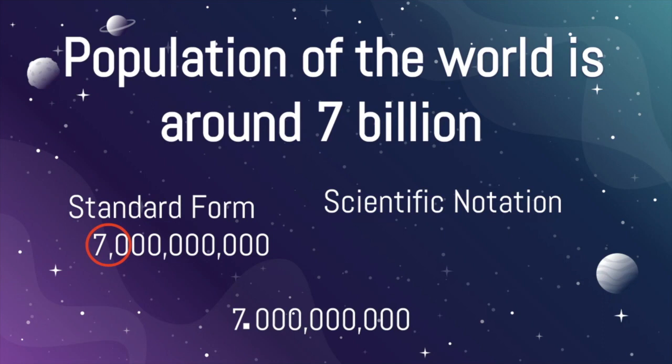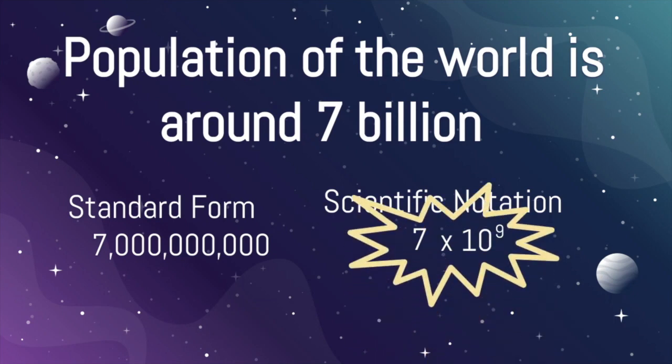7.000000000. Well, we don't have to write all of that for the coefficient. We just write the number between 1 and 10, which is 7. Then we've got the base, times 10. That's easy. Now we count the number of places to the right of the decimal. So let's count: 1, 2, 3, 4, 5, 6, 7, 8, 9. So our exponent is 9. And the way you read it is 7 times 10 to the 9th power, or 7 times 10 to the power of 9.